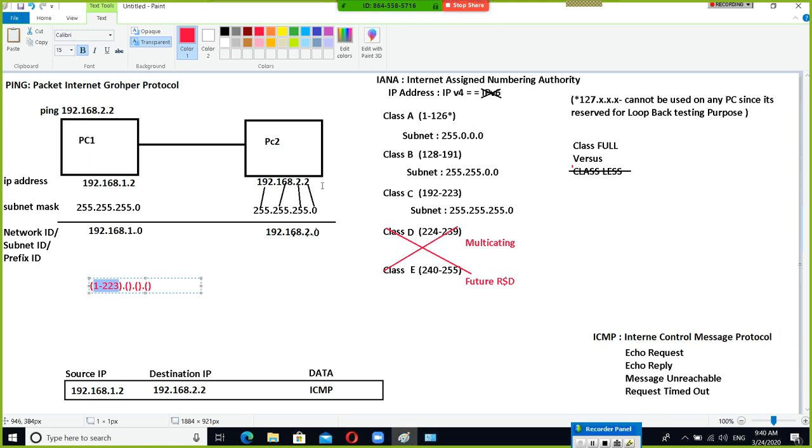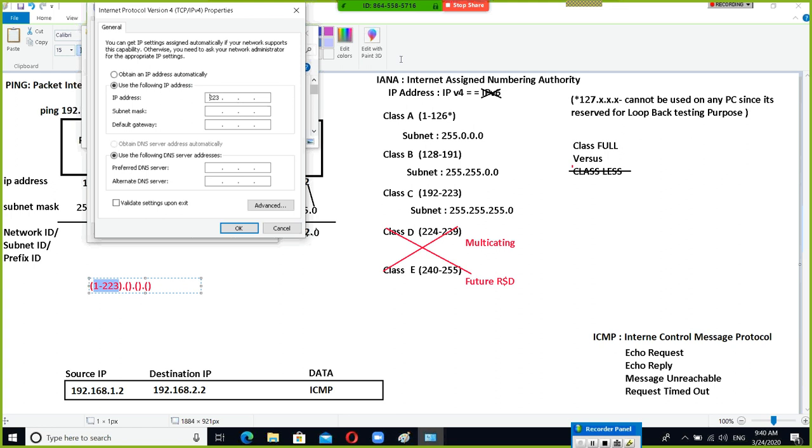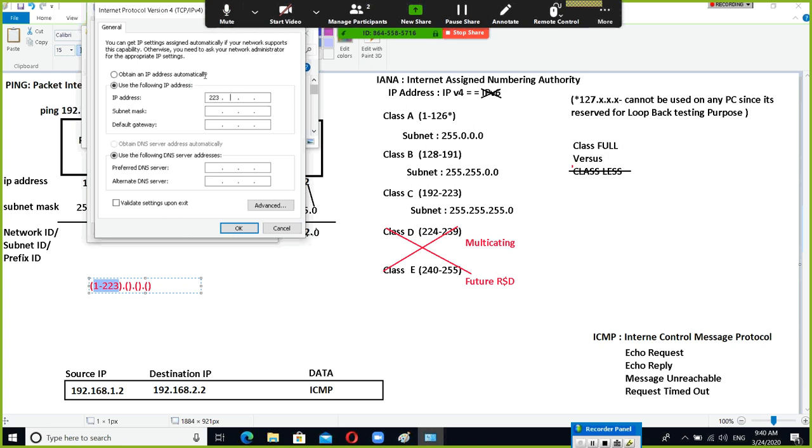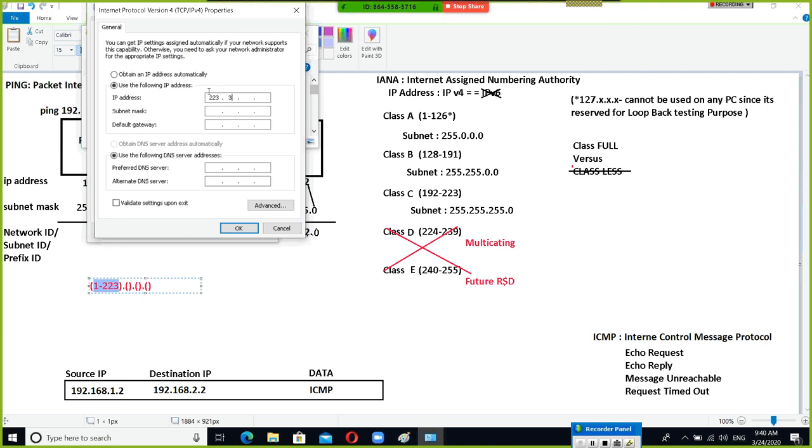Now let's ask what the other options are. Can we use 300 here? Yes, Sanjay? I'm talking about the second octave. The second octave has no conditions. The first octave has a condition from 1 to 223. Second octave has no conditions. What will be your answer? Can I use 300?